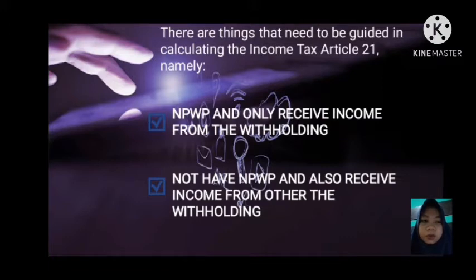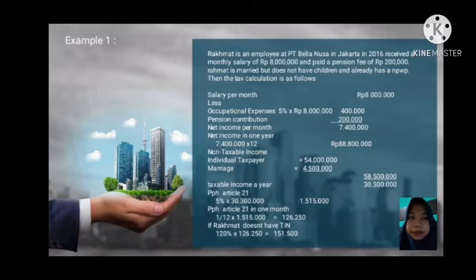First, for individuals who already have NPWP and only receive income from the withholding tax control, the amount of their taxable income is the amount of gross income minus non-taxable income. And for those who don't have NPWP, they will bear a sanction of 120% multiplied by their tax income. And move to the first example.